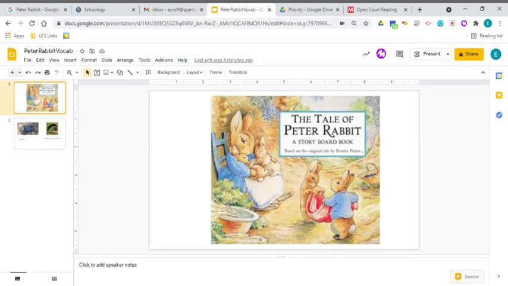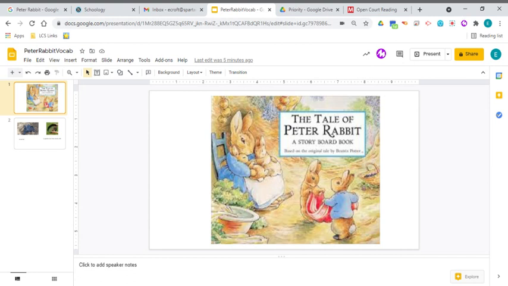Flopsy, Mopsy, and Cottontail, who were good little bunnies, went down the lane to gather blackberries. But Peter, who was a very naughty bunny, ran straight away to Mr. McGregor's garden and squeezed under the gate. First he ate some lettuces and some French beans, and then he ate some radishes. And then, feeling rather sick, he went back to look for some parsley. But whom should he meet but Mr. McGregor? Mr. McGregor was on his hands and knees planting out young cabbages, but he jumped up and ran after Peter, waving a rake and calling out, "Stop, thief!"